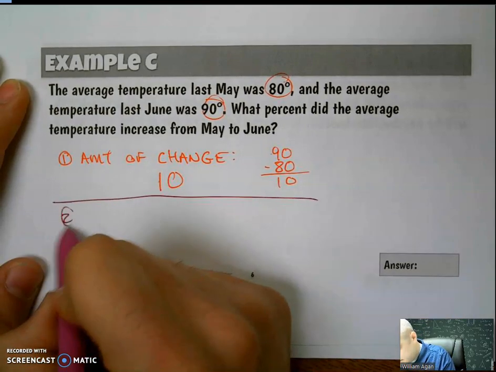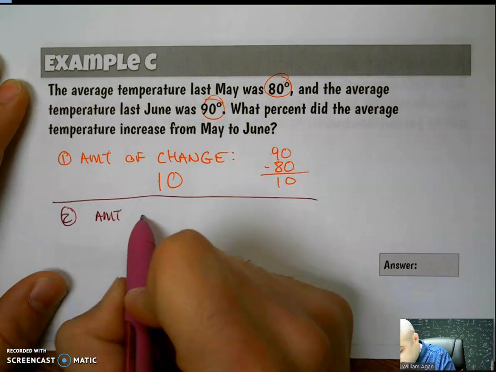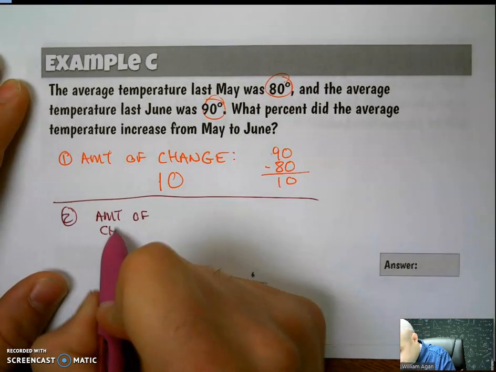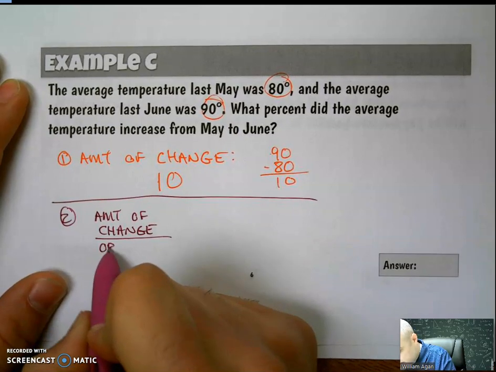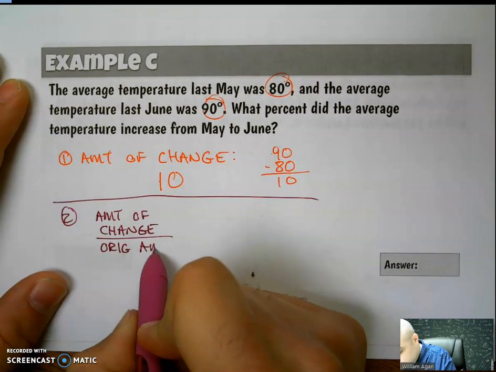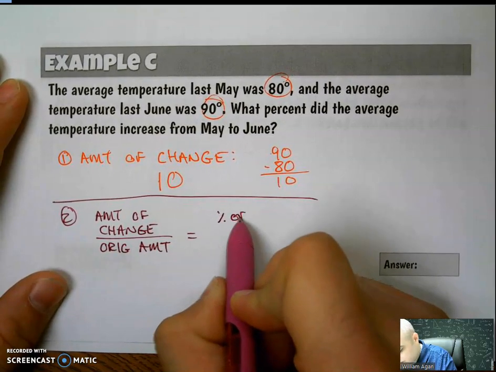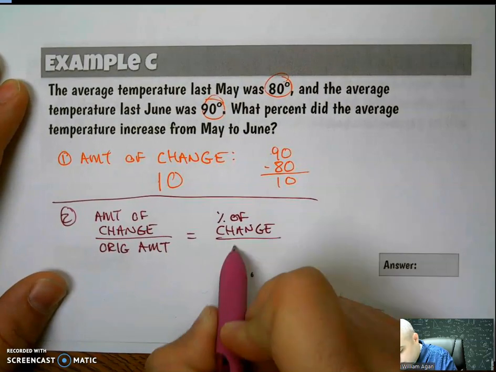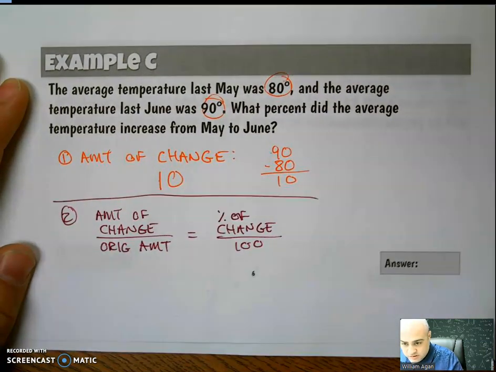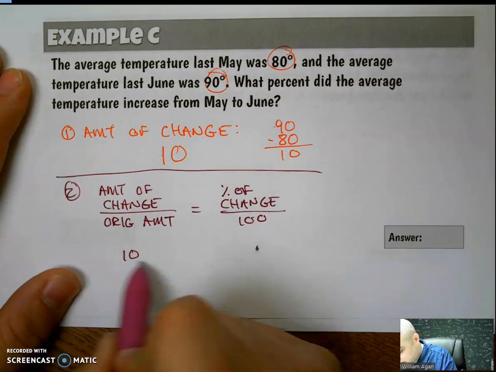My second step is the proportion. It's the amount of change over the original amount equals the percent of change over 100. So the amount of change we just found is 10.